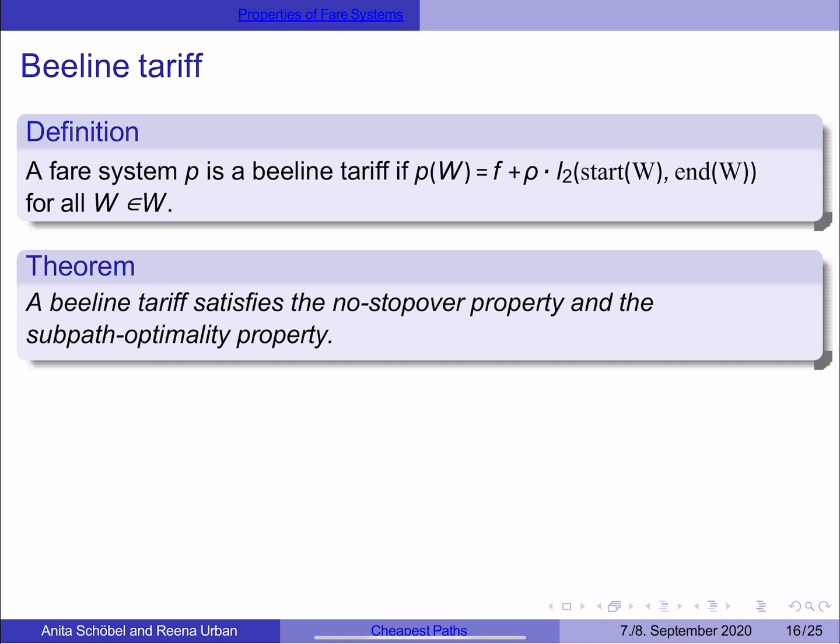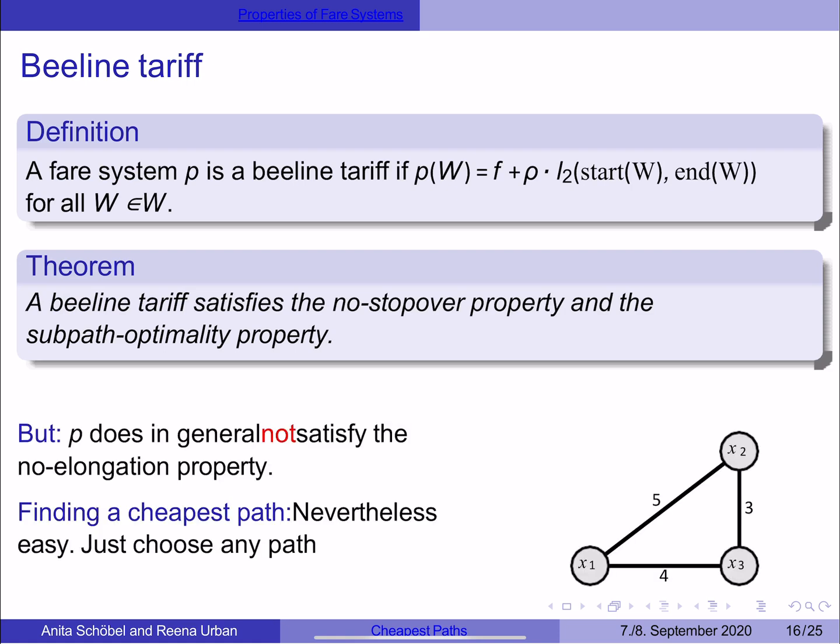Now we come to the Beeline tariff. A fare system is a Beeline tariff if the price for a path W is again a fixed price plus a price per kilometer times the Euclidean distance between the start station and the end station of the path. Now a Beeline tariff easily satisfies the no-stopover property and also the subpath optimality property. But it does in general not satisfy the no-elongation property, as you can see on this small graph. Suppose you would like to travel from x1 to x2, then the price would be 5, if the distance is 5, for example.